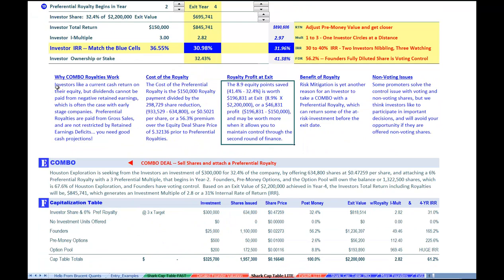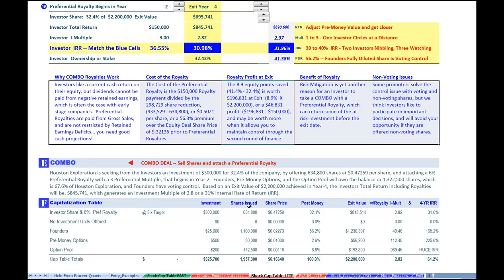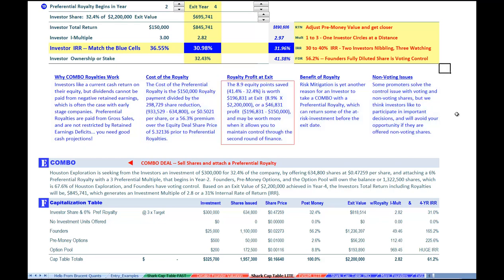Let's go on down here. And by the way, I'm not going to read these to you now, but I suggest strongly that you read these. This is a very good analysis of why you should use a combo royalty. There's one major reason. Small companies generally have a negative net worth or shareholders' equity. You cannot, under corporate law in every one of the 52 states and in many world nations, pay dividends when you have a deficit.